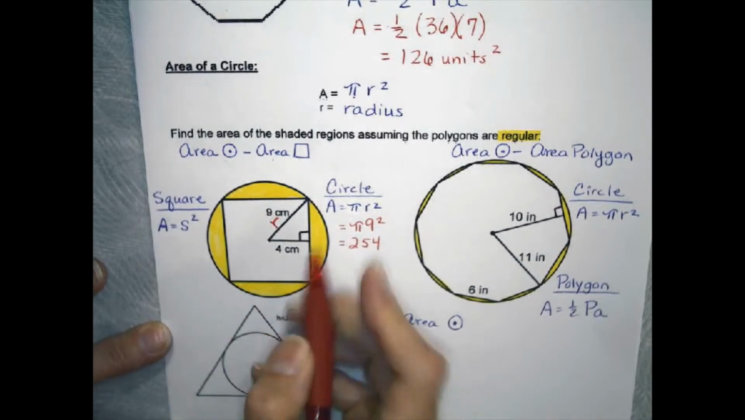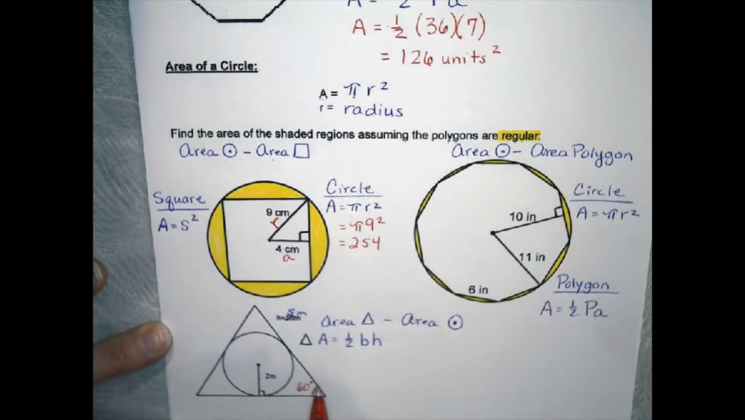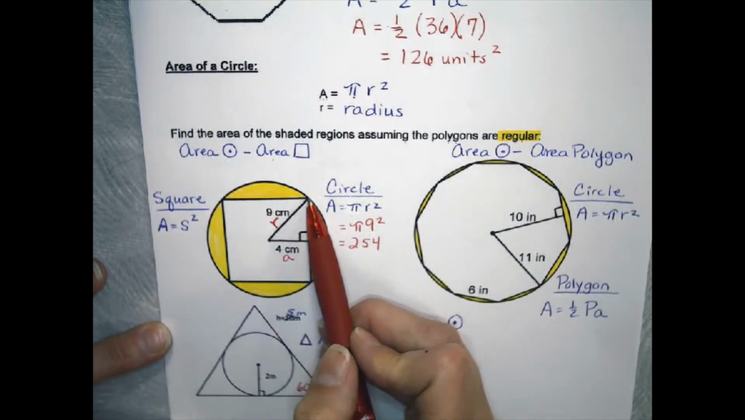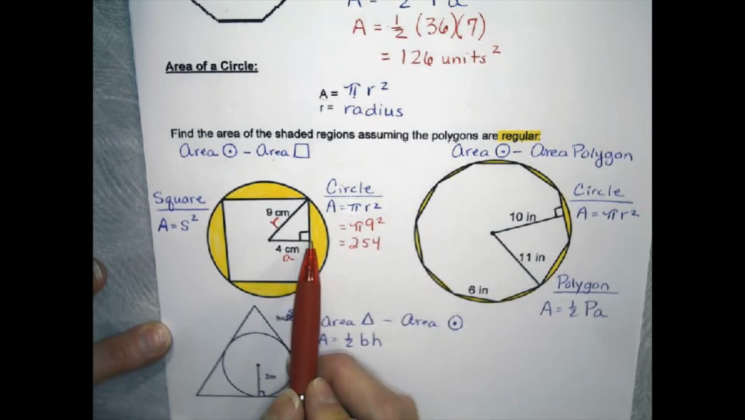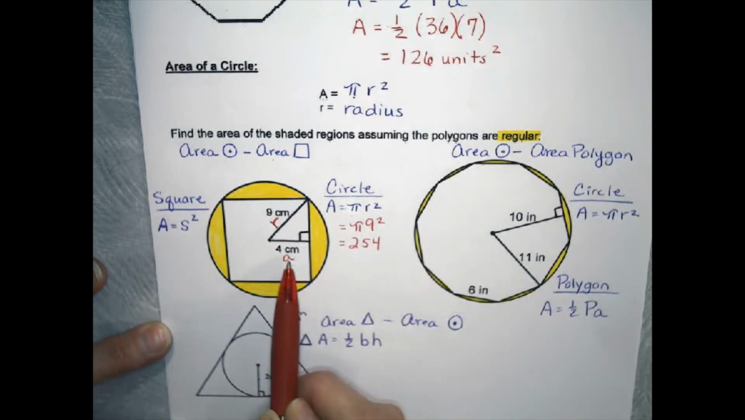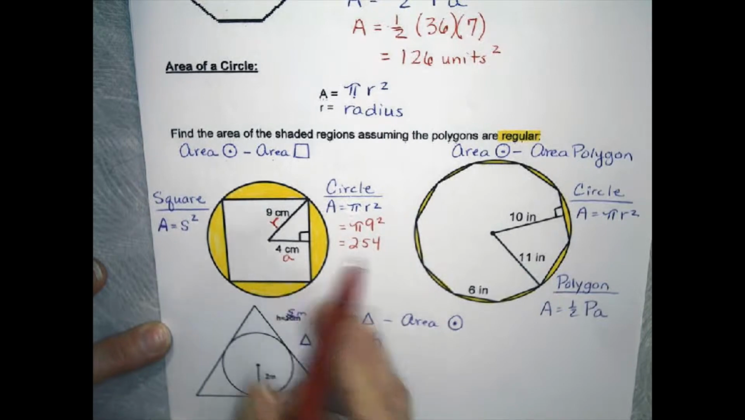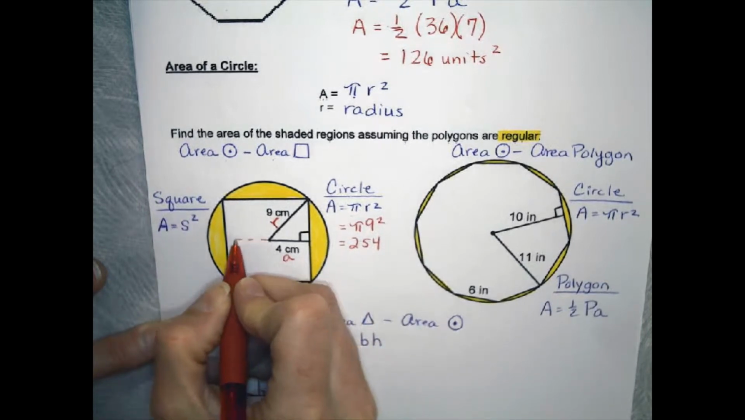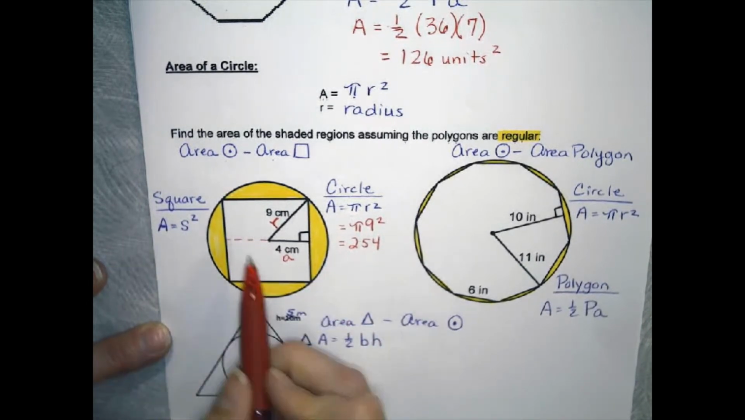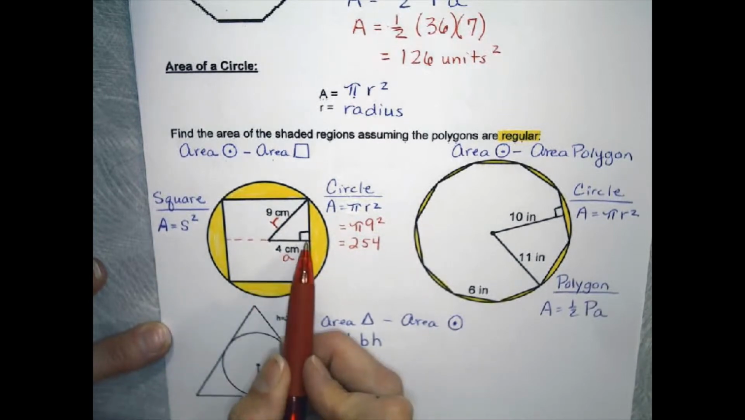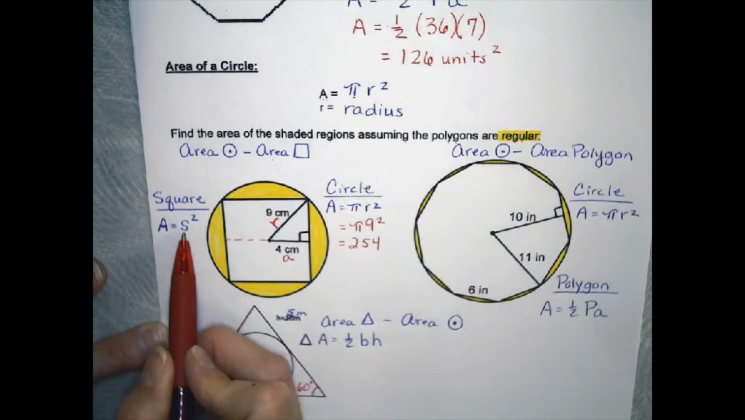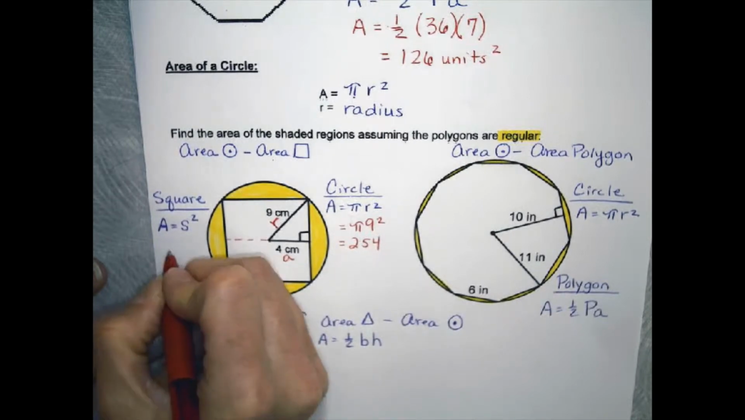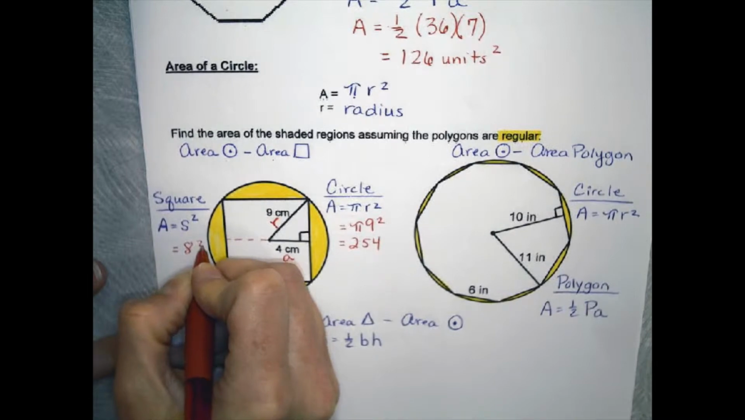You can tell the difference between the apothem and a radius because a radius has an endpoint on the circle, whereas the apothem has an endpoint on the polygon. Because the apothem is 4, if I were to extend this line all the way across, I would find that the side length of this square is 8. Keep in mind the area of a square is the side squared. So this area would equal 8 squared, which is 64.